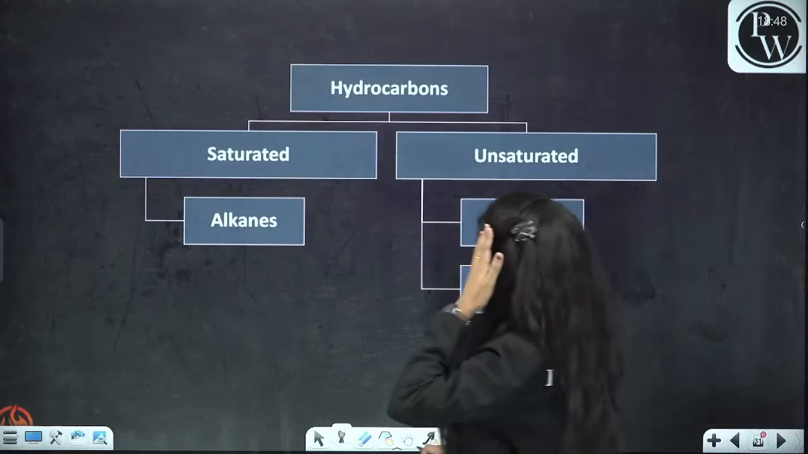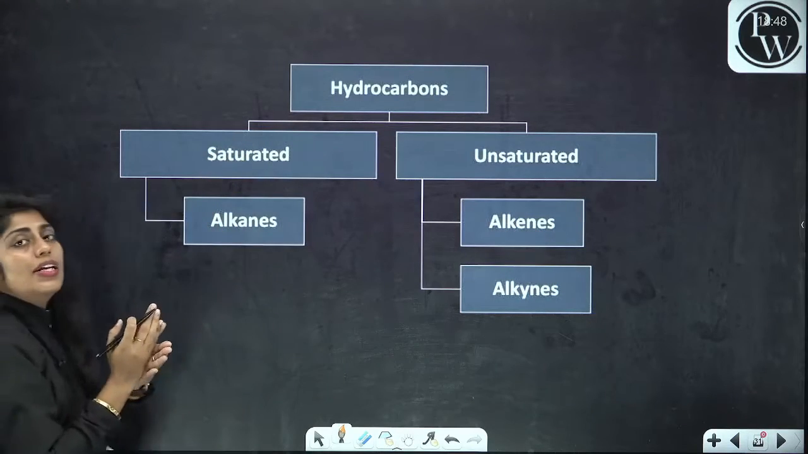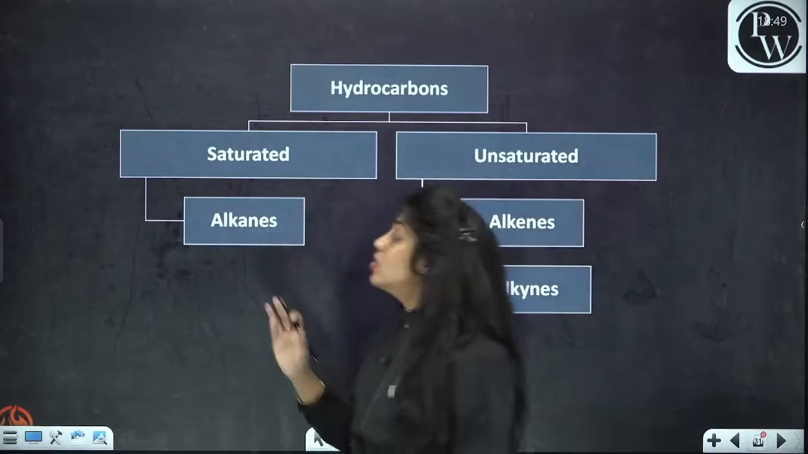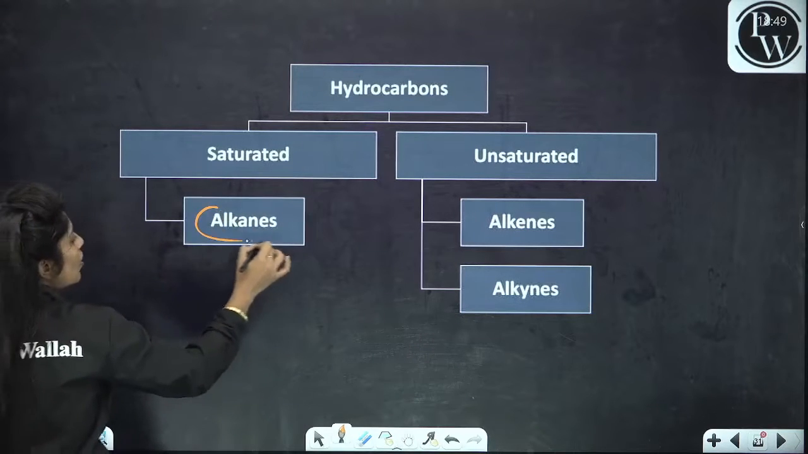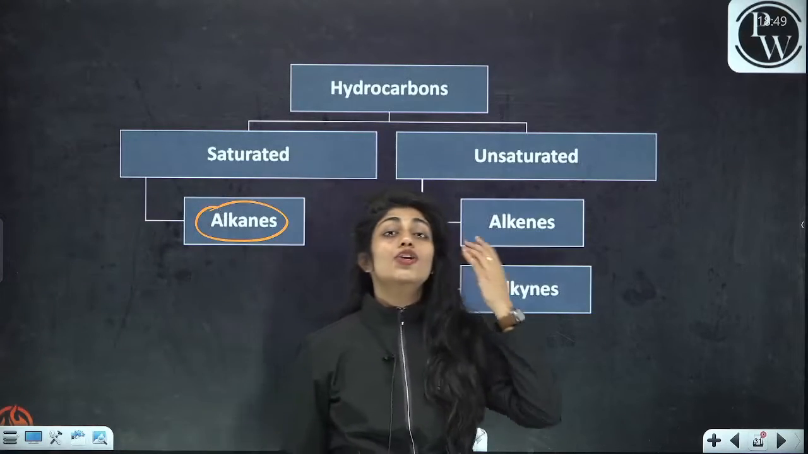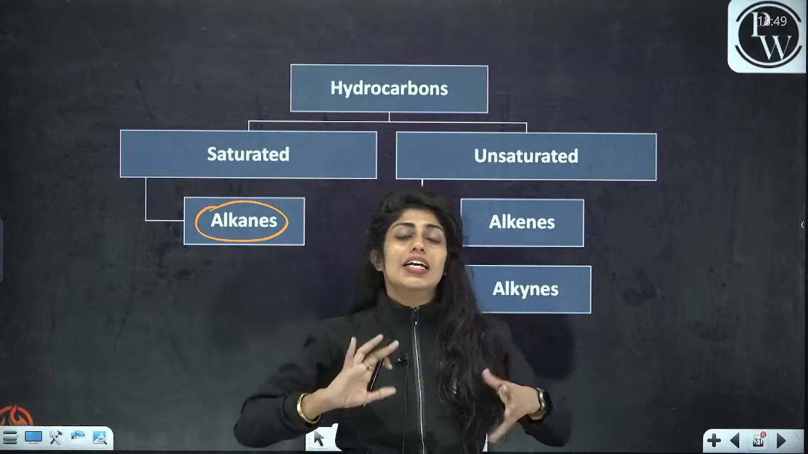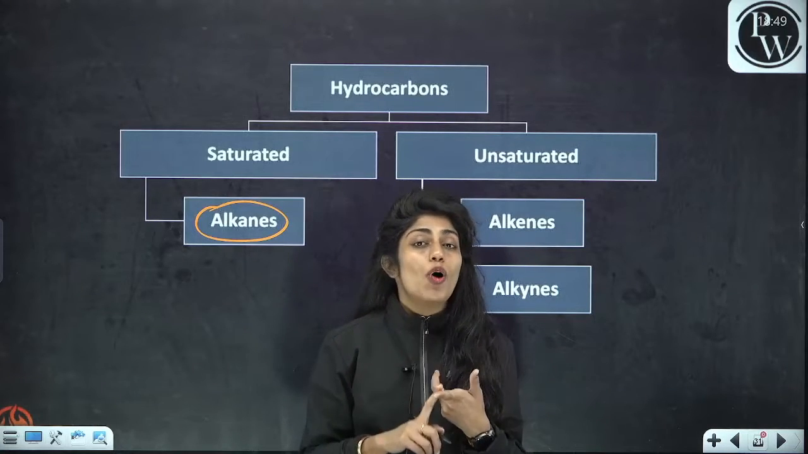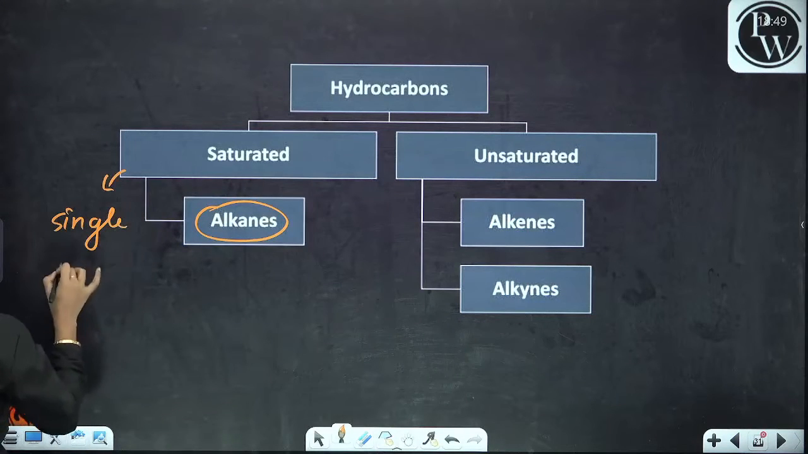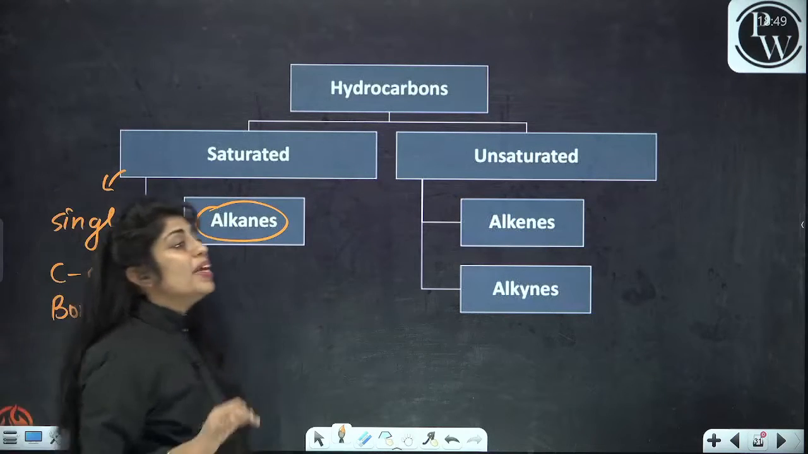So next we have the hydrocarbon. Let me show you. Saturated: single carbon-carbon bond containing compounds. Unsaturated: multiple carbon-carbon bond containing compounds. Single saturated compounds have the class of alkanes. Alkanes. I would like you to repeat after me: saturated, single carbon-carbon bond containing compounds, and we call them alkanes.